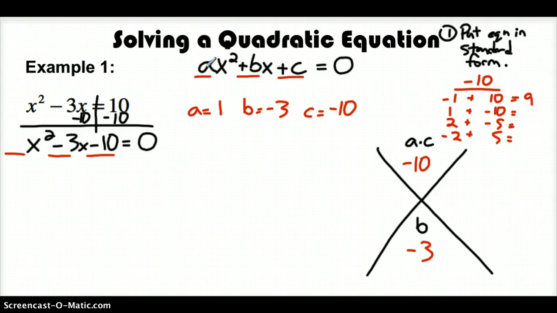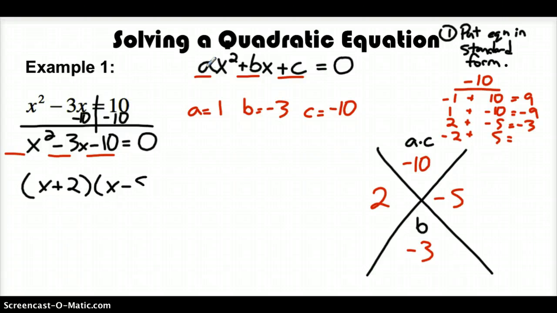This gives me 9, that's not going to work. This gives me negative 9, that's not going to work. This gives me negative 3. So it looks like 2 and negative 5 will be my magic numbers here. Okay, so I'm going to write out my factors of x plus 2 and x minus 5, okay? And we're going to write equals 0.